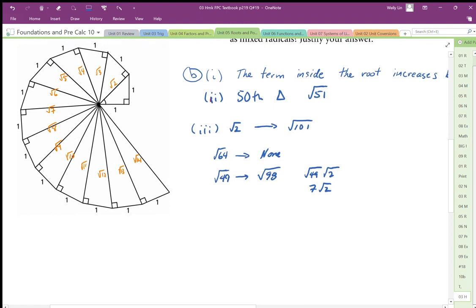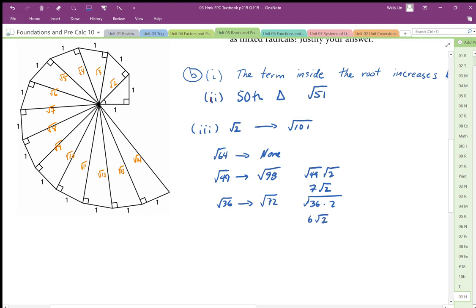Then I go to the next number, which is going to be root 36. I need to ask myself, what numbers between 2 and 101 are divisible by 36, and the only number other than 36 itself, which is a perfect square, is going to be root 72. Root 72 is 36 times 2, so this is going to generate a mixed radical of 6 root 2.